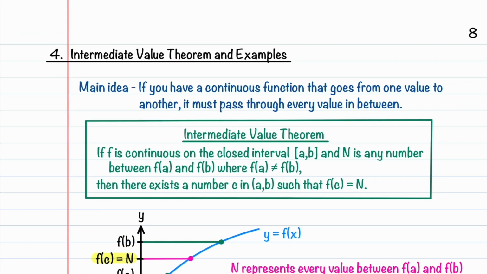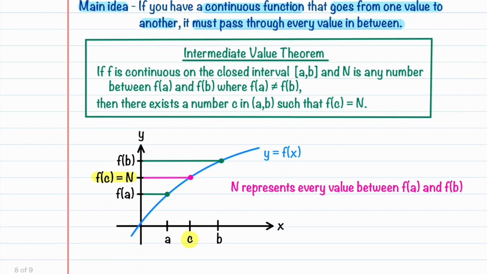Let's now look at the intermediate value theorem and walk through some examples. Here's the main idea of the intermediate value theorem. If you have a continuous function that goes from one value to another, it must pass through every value in between. I've written the intermediate value theorem here in our green box, and we're going to go through it and at the same time look at our graph so that we can better understand it.